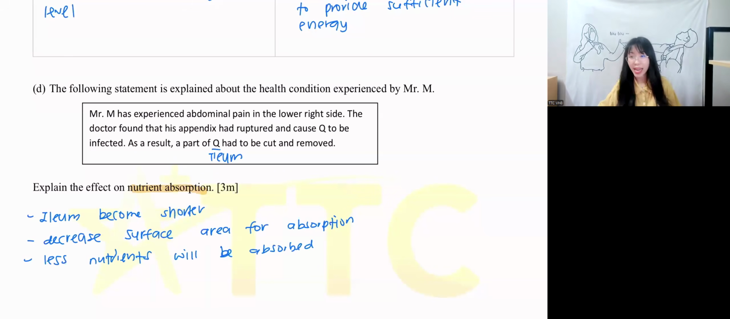If you want to write about the example of nutrients also can. We limit the food intake. Can't eat some food? No, this is the effect only, not the ways to overcome.